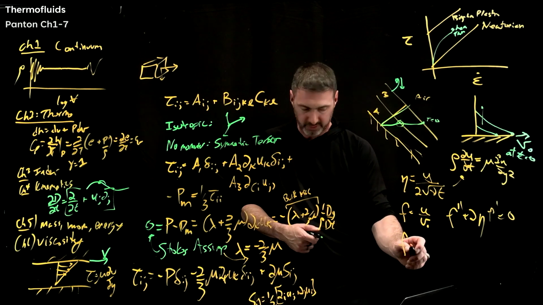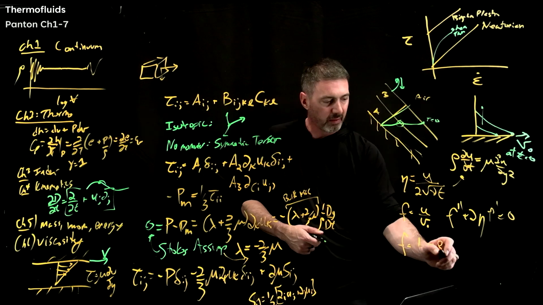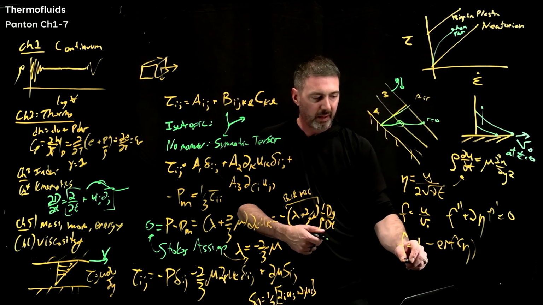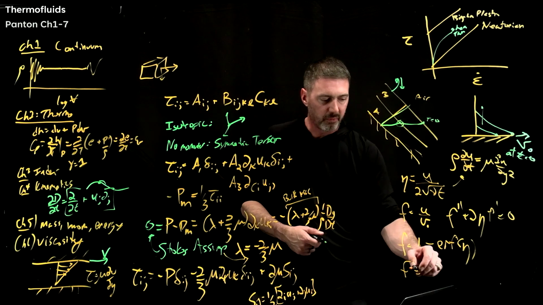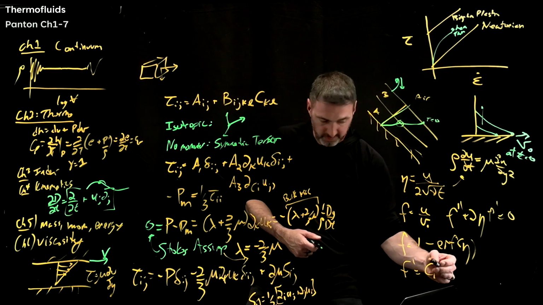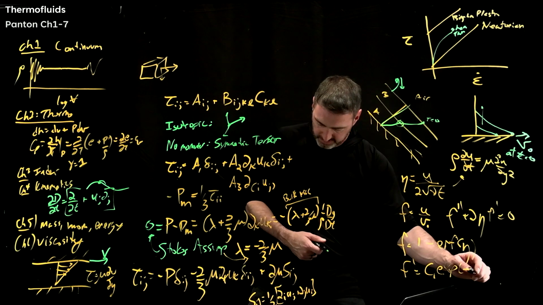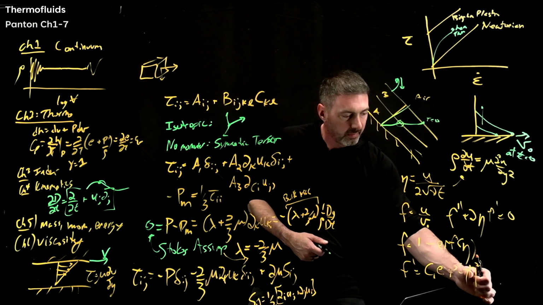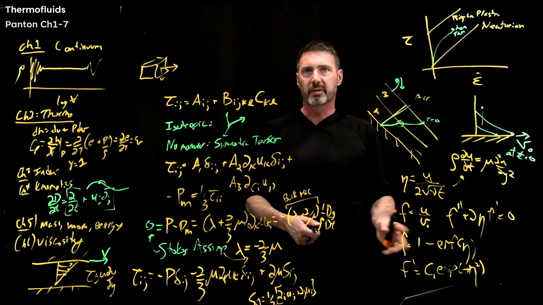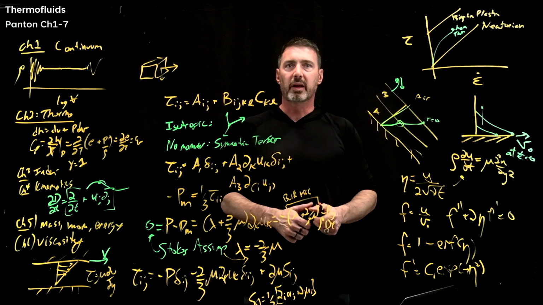It's the error function. So 1 minus the error function of eta. And really the important one, if you haven't seen the error function before, is actually the derivative. The derivative is some constant, yet to be determined, times the exponential of minus eta squared. And so it's a well-defined function. Usually you look it up in tables. Mathematicians have defined it, and you do a table lookup.